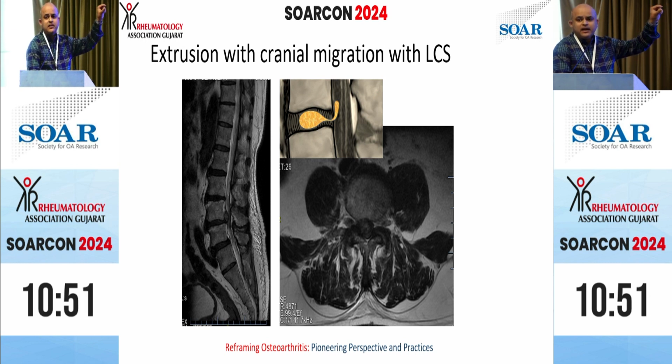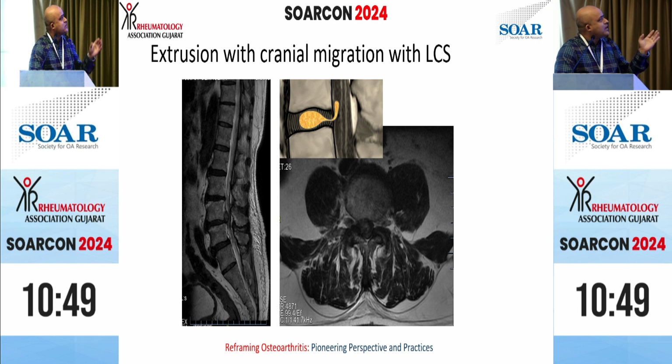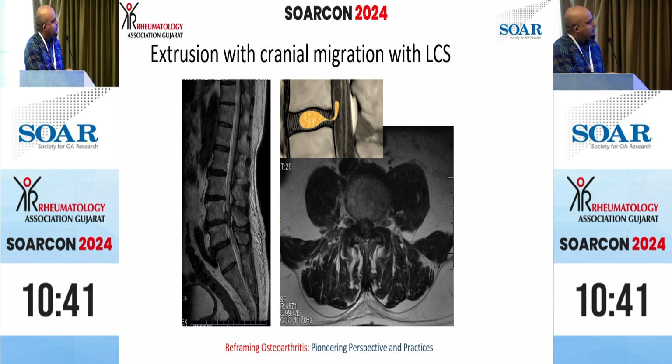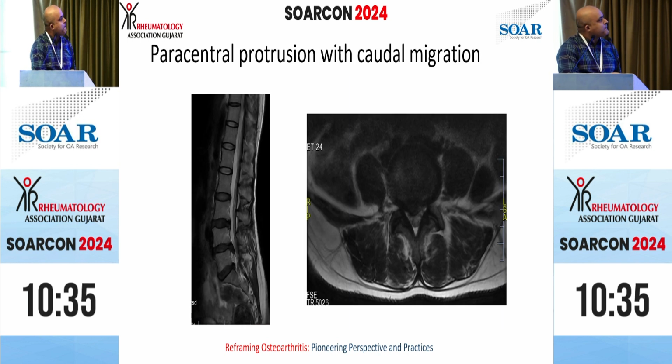So when there is an extrusion with cranial migration, it is connected to the primary disc. This is called an extrusion, and it has gone up. You can easily appreciate this from this part. This is the herniated disc. It has gone up, and if you see at the respective section, there is a severe canal stenosis here, producing a lumbar canal stenosis at this junction.